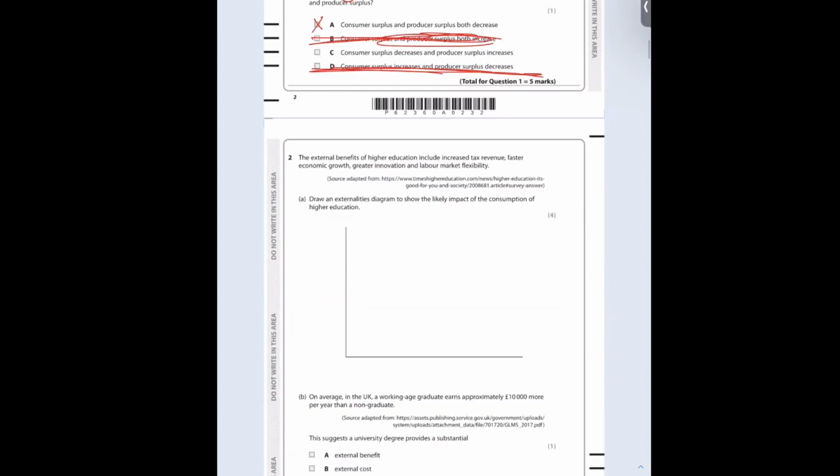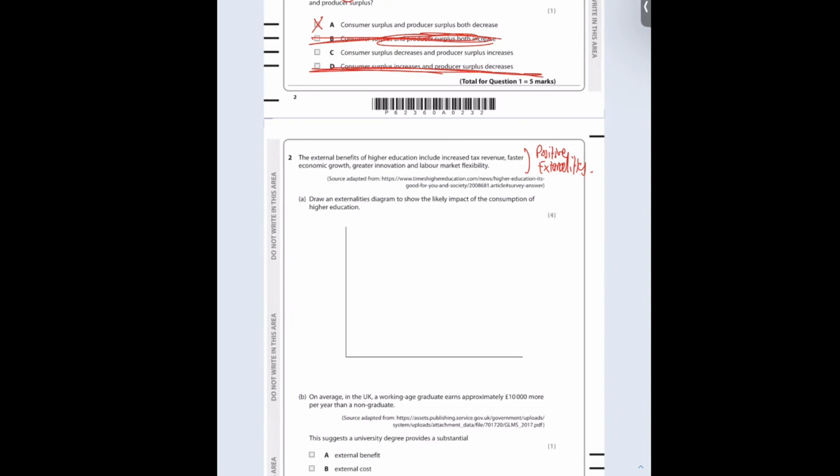Okay, the external benefits of higher education include increased tax revenue, faster economic growth, greater innovation, and labor market flexibility, all telling me that there are positive externalities associated with education. It helps if I can spell. There we go, positive externalities. Draw an externality diagram to show the likely impact of the consumption of higher education. So, I mean, this is definitely going to have a positive externality of consumption because of all the positive impacts it has beyond the person who's studying, like, for example, faster economic growth, increased tax revenue.